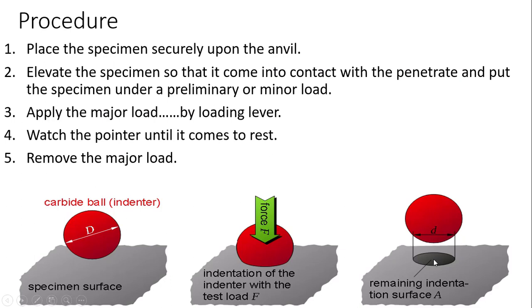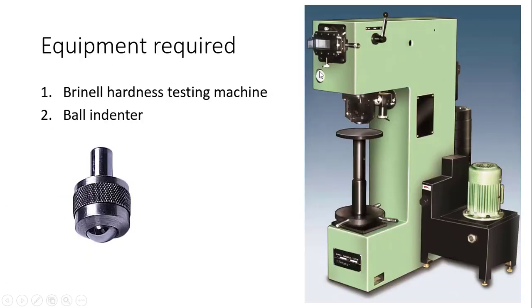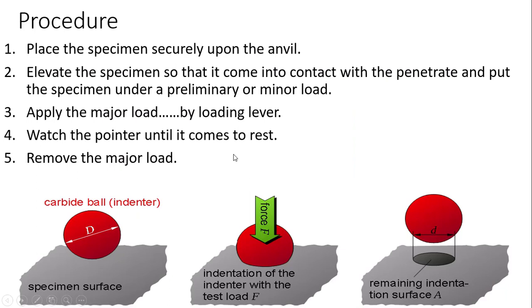Then watch the pointer until it comes to rest. It means this pointer, correct. When you put on the load, this pointer will rotate, correct. And after a certain time the pointer will come to approximately at rest, correct. So at that time you need to stop the load and then you have to remove the load.